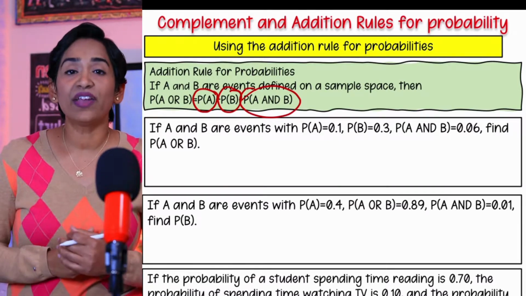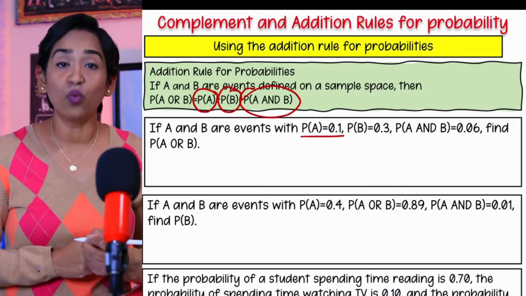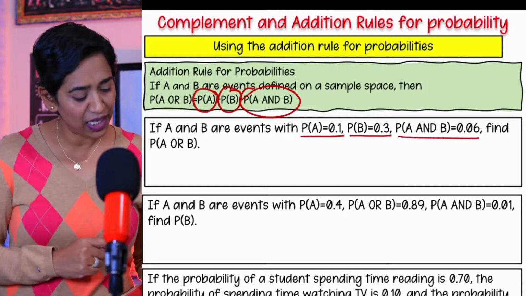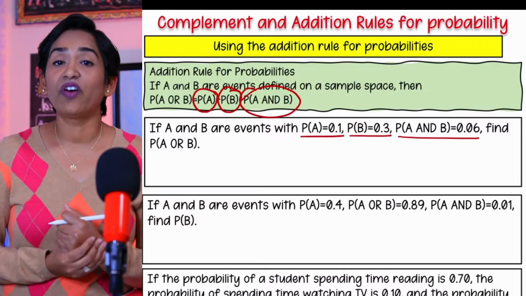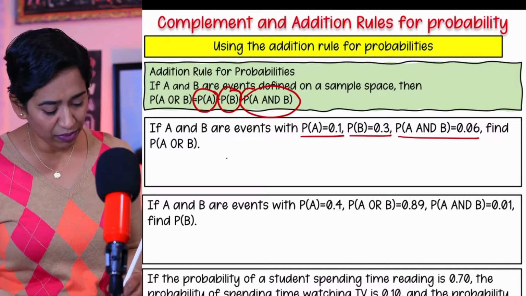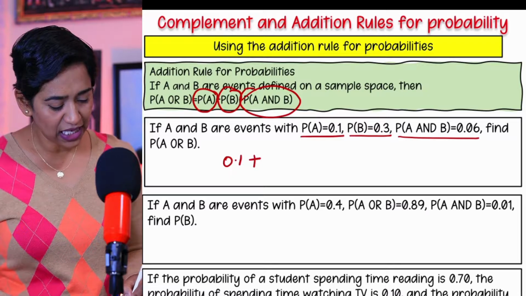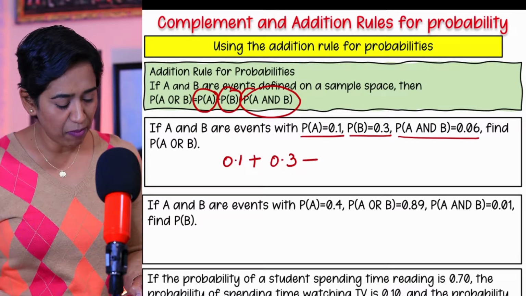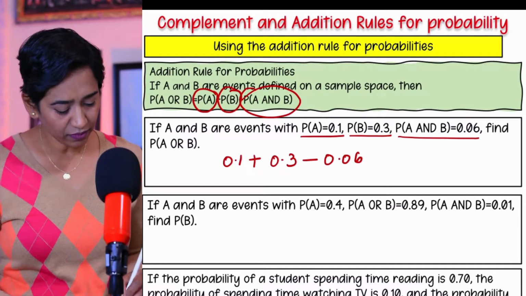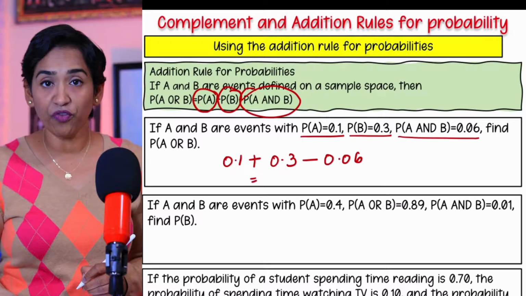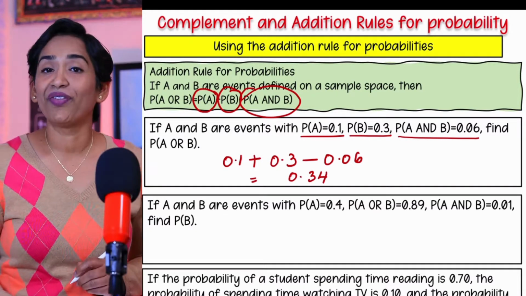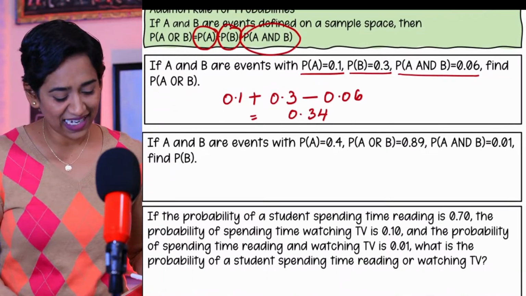If A and B are events, probability of A is 0.1, probability of B is 0.3, probability of A and B is 0.6. They're asking us to find probability of A or B. Plugging into the formula, it is probability of A plus probability of B minus probability of A and B. 0.1 plus 0.3 is 0.4 minus 0.6 is 0.34. That's your final answer. Let's go ahead and take a look at the next one.